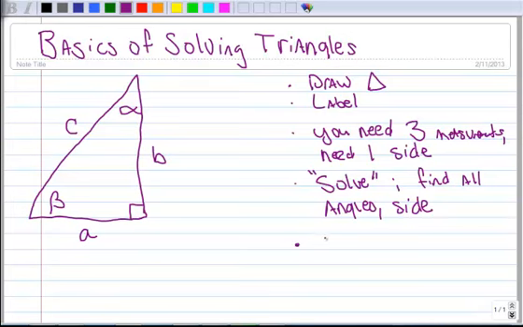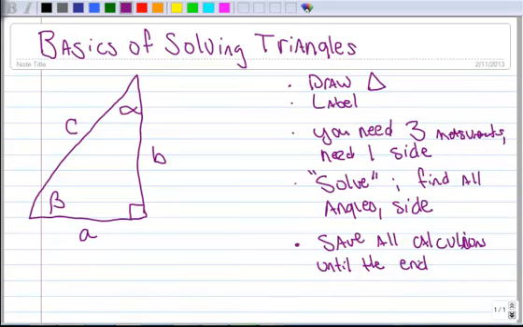Another thing that we're going to do is we're going to save all calculations, like when we pick up our calculator, until the end. I will demonstrate this. This is really even more important when we get to non-right triangles. If you start picking up the calculator at the very first calculation and then you make rounding decisions, it will just extremely affect your final answer. So we're going to save all of our calculations to the end.